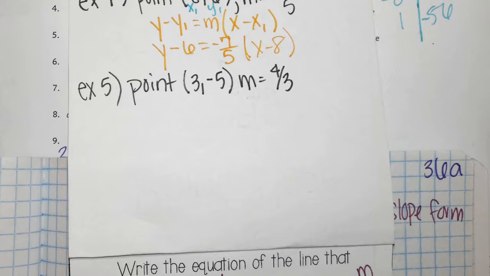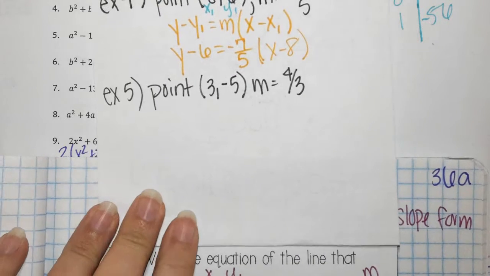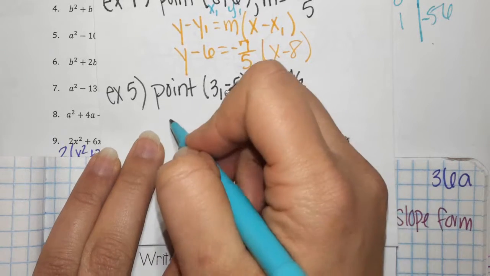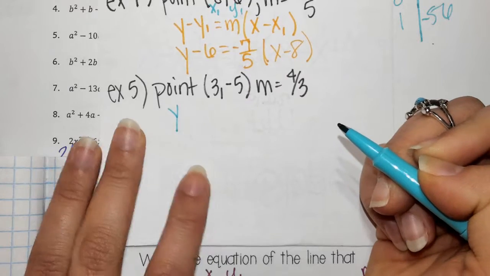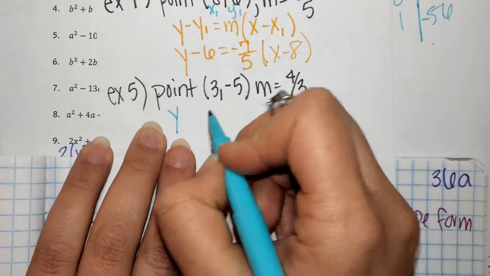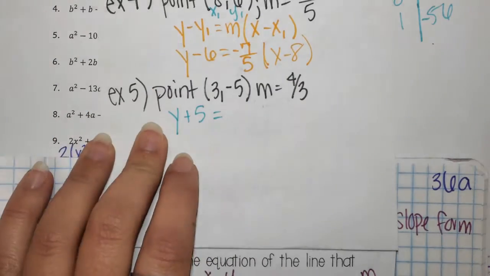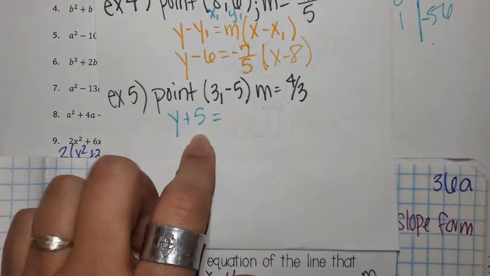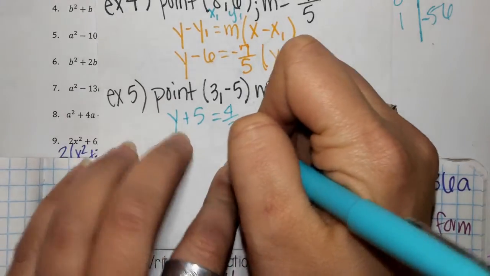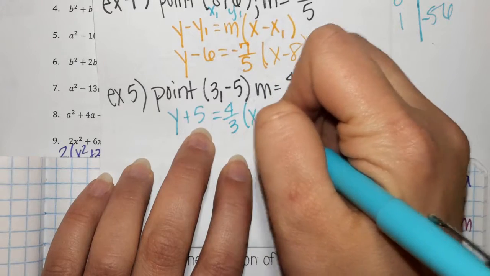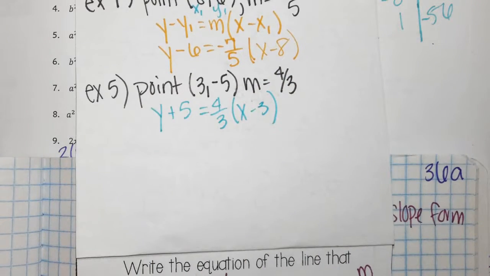Reggie. All right, Jackson, can you tell me what to do first? 21. Say it again. Y plus 5, fantastic. Equals, all right. Reggie, can you tell me what the slope is? What comes next? 4/3. Awesome. Sarah, can you tell me what comes next? Times x minus 3. Awesome. All of you take a point for your team. Great job.